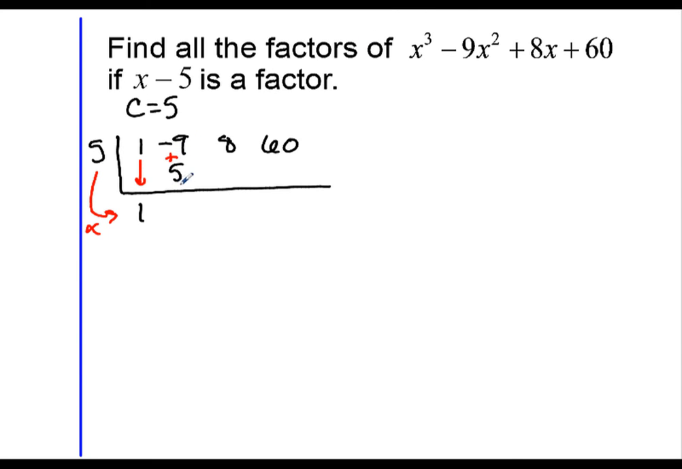and we get negative 9 plus 5 is negative 4. 5 times negative 4 is negative 20. We're going to add down. 8 plus a negative 20 is a negative 12. And 5 times negative 12 is negative 60. So when we add those together, we do end up with no remainder, as we expected, because the problem did tell us that x minus 5 is a factor. So since it says x minus 5 is a factor, you better get no remainder.